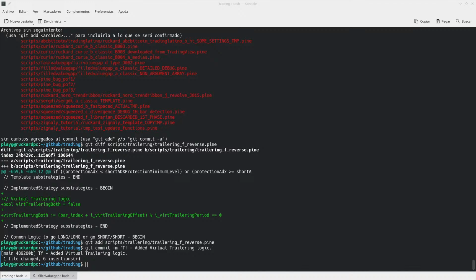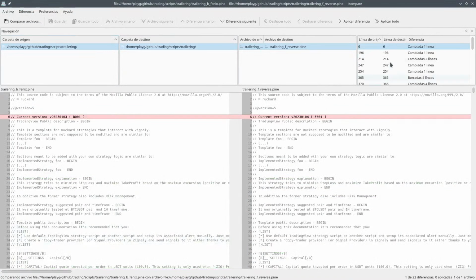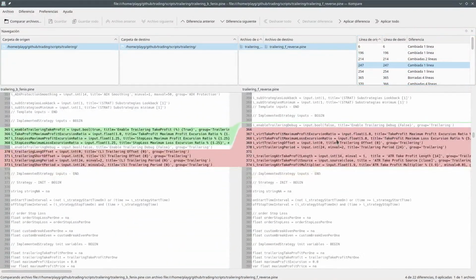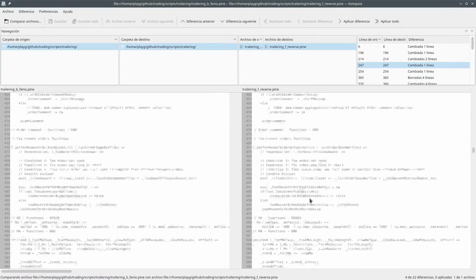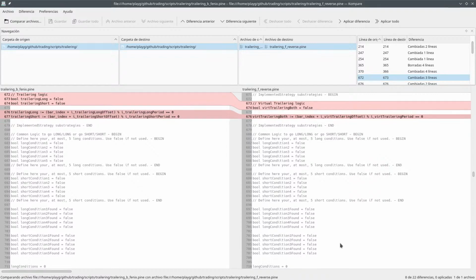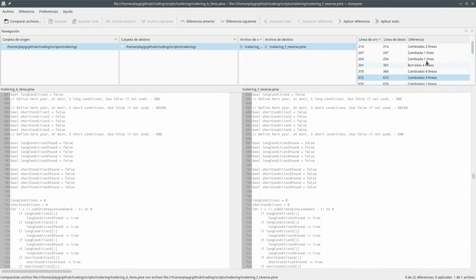Okay, now we should be able to update this, and we can check more stuff related to the strategy. These are the inputs. This is what we have changed here, so that we have this virtual trailering logic, but we will need the trailering logic per se, which we have not implemented yet.